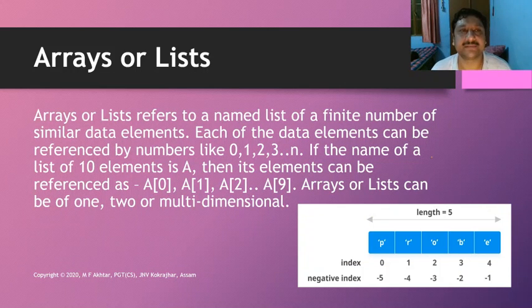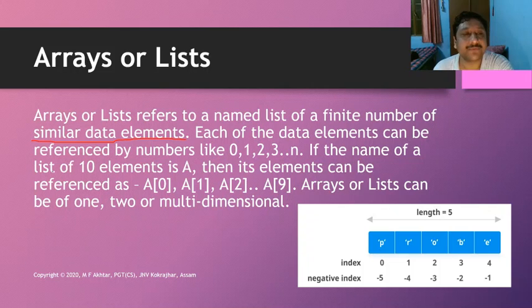Arrays or lists are the same thing. Previously they were called arrays, and when we learn the Python language, these arrays are known as lists. A list refers to a named list of a finite number of similar data elements. Similar data elements means we have to store the same type of data in each and every place. Each of the data elements can be referenced by numbers like 0, 1, 2, 3, the index number. We know that index numbers are there, and in Python a negative indexing system is also there.